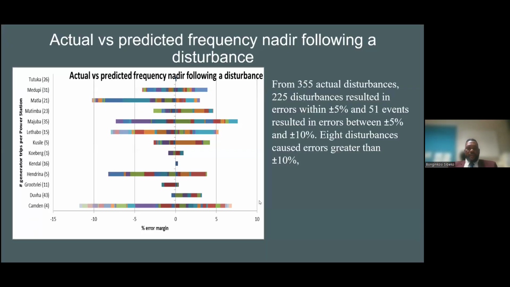inertia is in the system. What we did from those formulas, we took newer events in 2018. Then we tried to test the model. So from 355 actual disturbances, 225 disturbances resulted in errors of less than 5%. So these are just power stations and the events that happened. For instance, Hendrina had 5 incidences, and these are the prediction error margins. Then about 8 disturbances caused errors greater than 10%. So the model was tested for that.